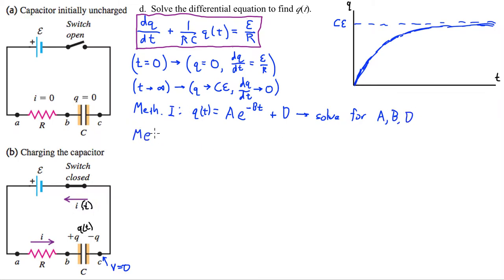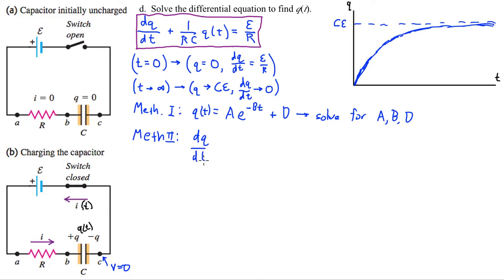I did sort of some variation of method 1 in class. But for method 2, what I'm going to do is take this equation, separate the variables, and integrate. What we want to do with this equation is get all of our q's on one side and all of our t's on the other, not counting the argument of t here. So how do I want to do this? Let's see.